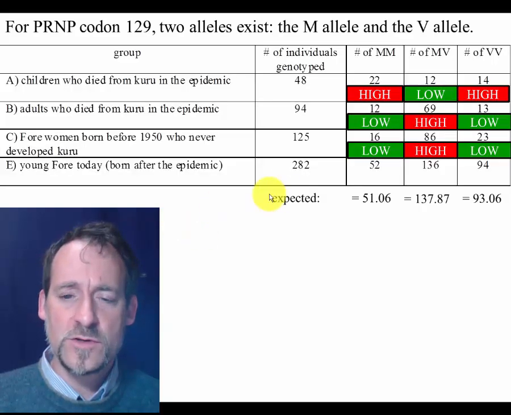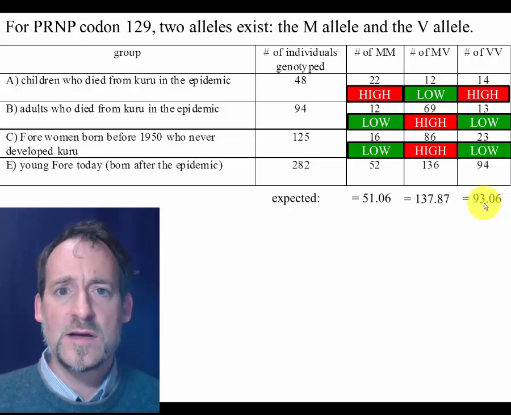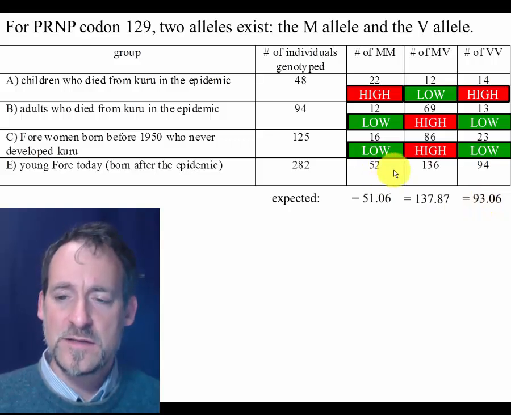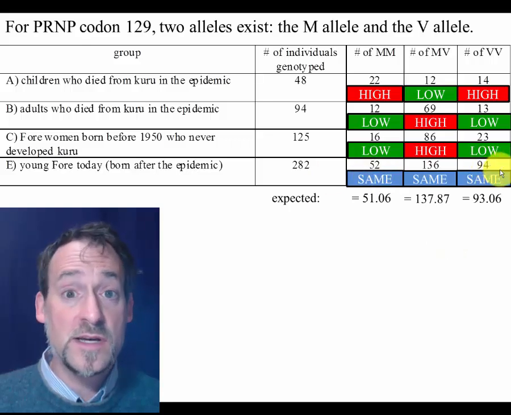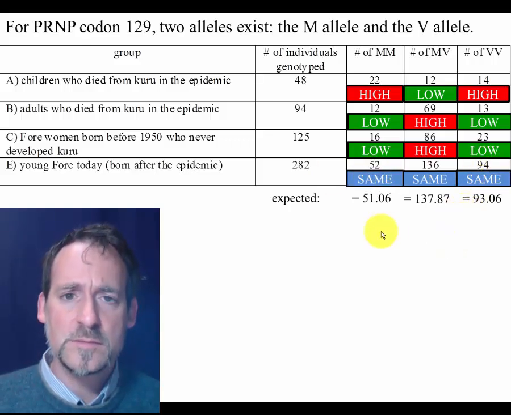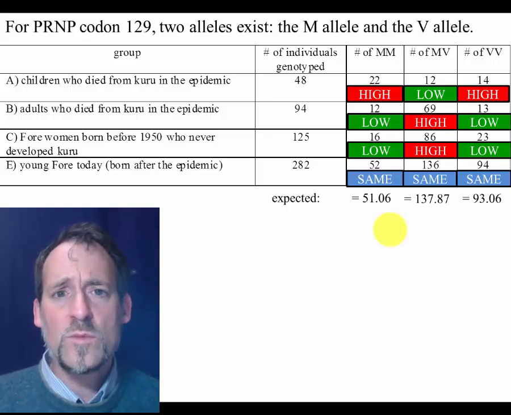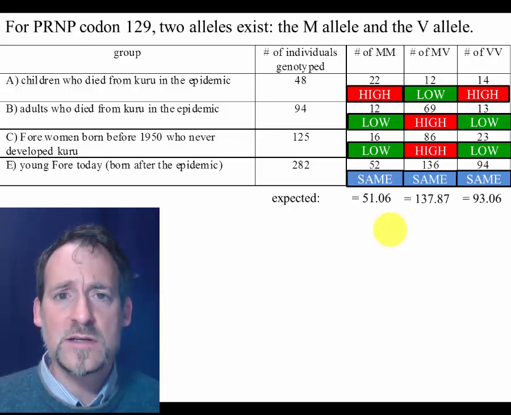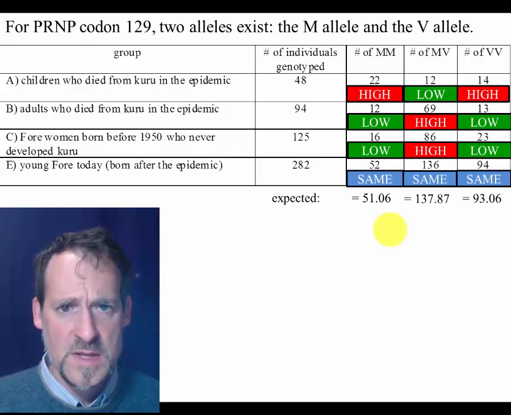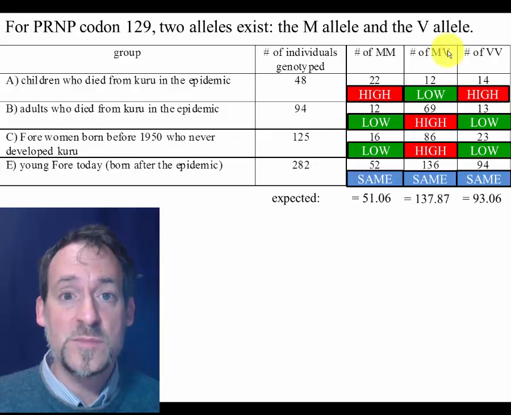For group E, the numbers that you get are almost exactly the numbers that you expected to get. In other words, this population does seem to be at Hardy-Weinberg equilibrium. What do these data mean? Well, we'll be talking about that in our next class period. Right now, pause this video and write down what you think these patterns actually mean.